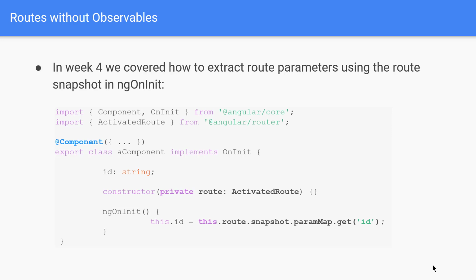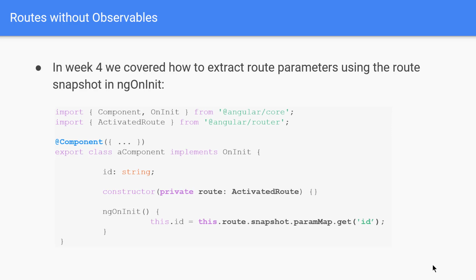In week 4, we covered how to extract a route parameter using the route snapshot in an ngOnInit. With this, we were able to get the value of the query string value once when the component was first created. As we were moving back to another route from that page, this was okay. We were not reusing the same component in our route going backwards. We did not require an ongoing stream of the current query string value.